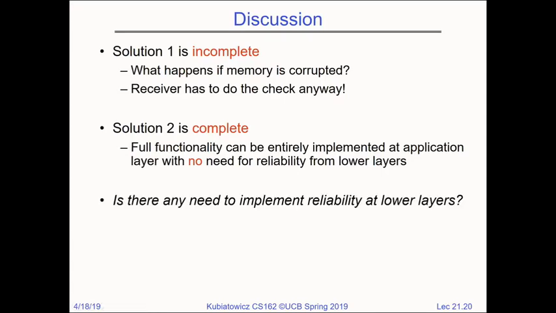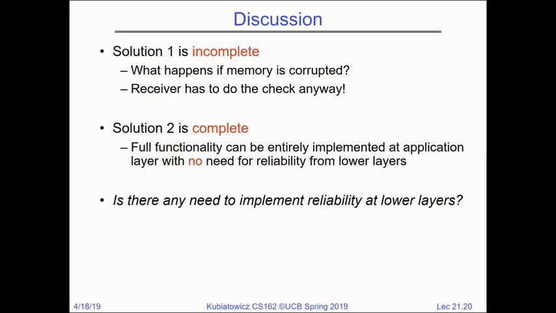Now, is there any need to implement reliability at lower layers at all then? What do you think? Does this argument convince you guys that you never have to worry about reliability on an individual link basis? How many people think no reliability at all?